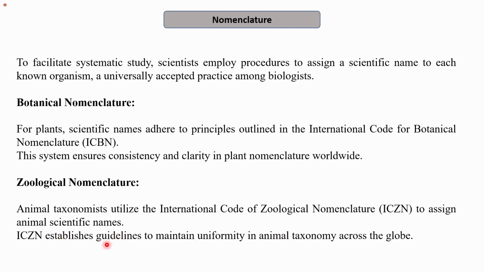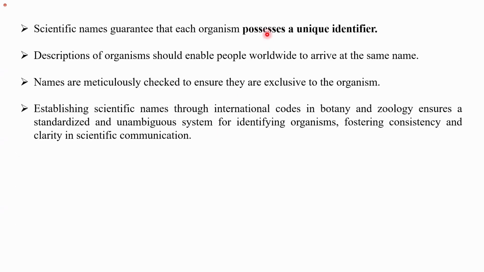And ICZN establishes guidelines that maintain uniformity in animal taxonomy across the globe. So this basically helps in avoiding any sort of confusion or misunderstanding in the name and in the identification of organisms, especially in the scientific community related to research. So basically, scientific names are the unique identifiers. This is a process of unique identification of every organism. And the description of organisms should enable people worldwide to arrive at the same name.